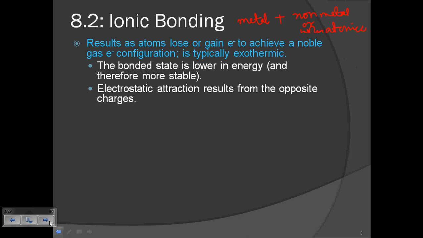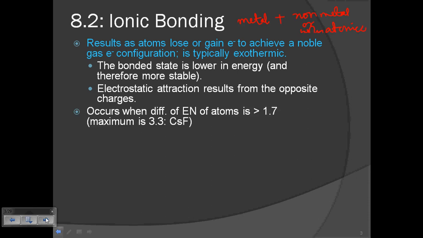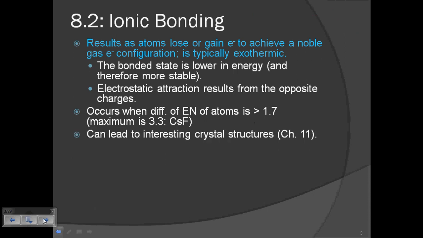Now, electrostatic attraction results because of the opposite charges. So first the charged ions are formed, and then there is electrostatic attraction between them. And ionic bonding happens when the electronegativity difference is greater than 1.7. And the maximum electronegativity difference is 3.3, which is for cesium fluoride. Another thing to know about ionic bonding is that, as a result of ionic bonding, generally solids are formed. And the last important thing is, these solids are not present randomly, but they are present in a crystal structure.